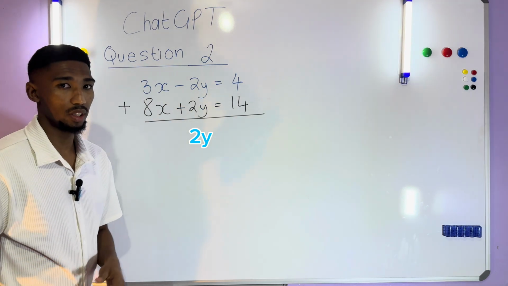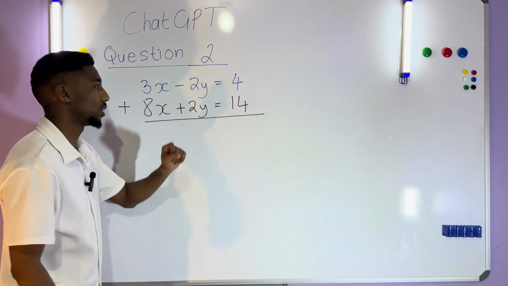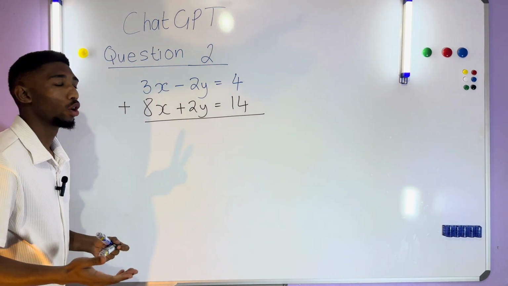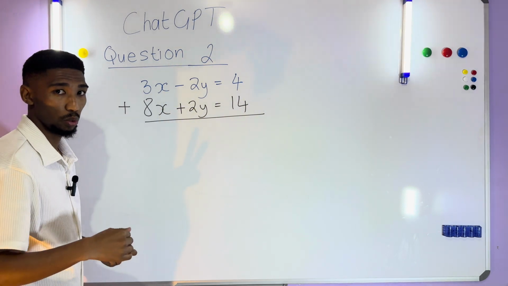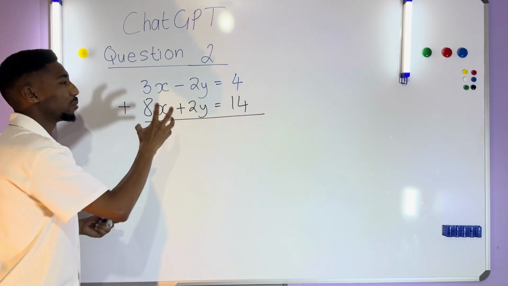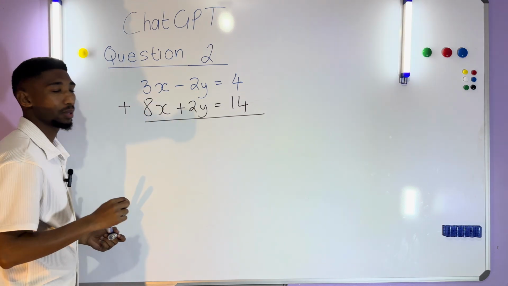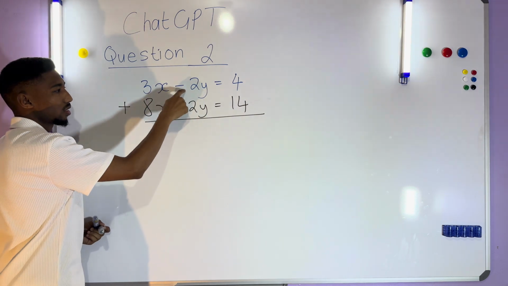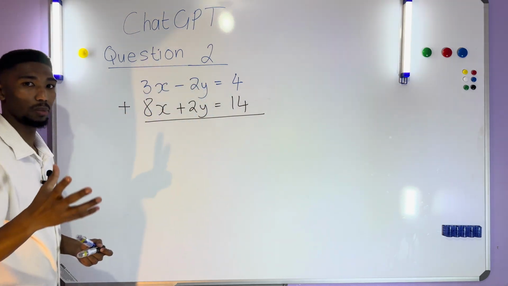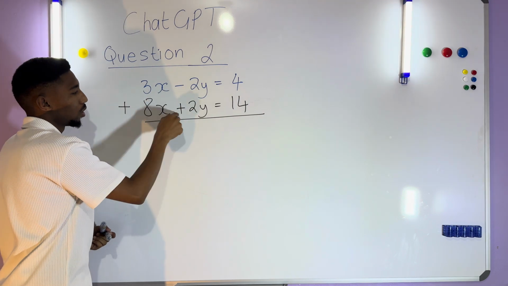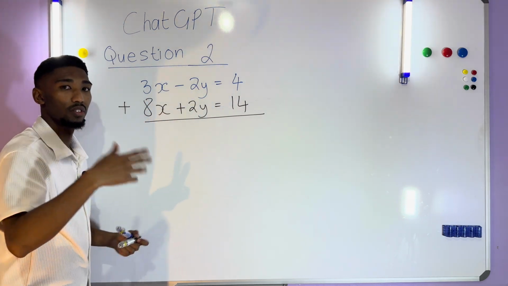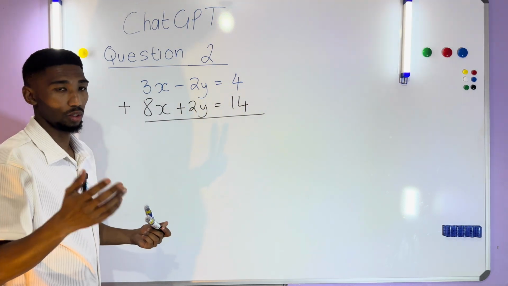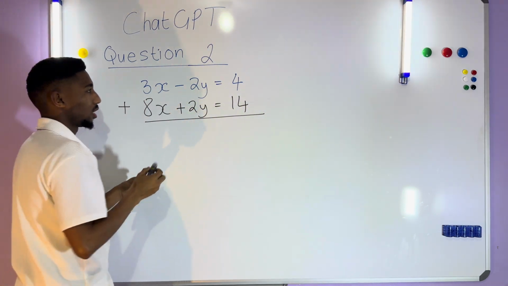Using the elimination method, as soon as your variables are the same, you can put them underneath each other. You can either subtract them or add the two equations to each other to eliminate one of the variables. That obviously depends on the sign of the variable you're trying to eliminate. For example, minus 2y plus 2y gives us 0, therefore eliminating the y variable.